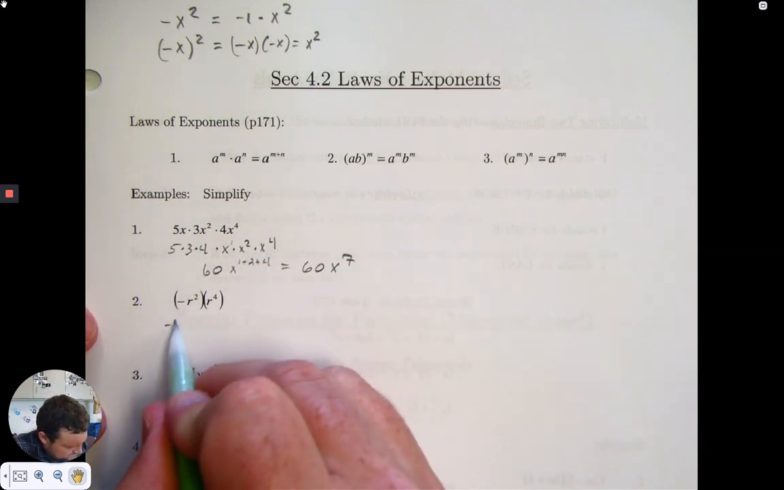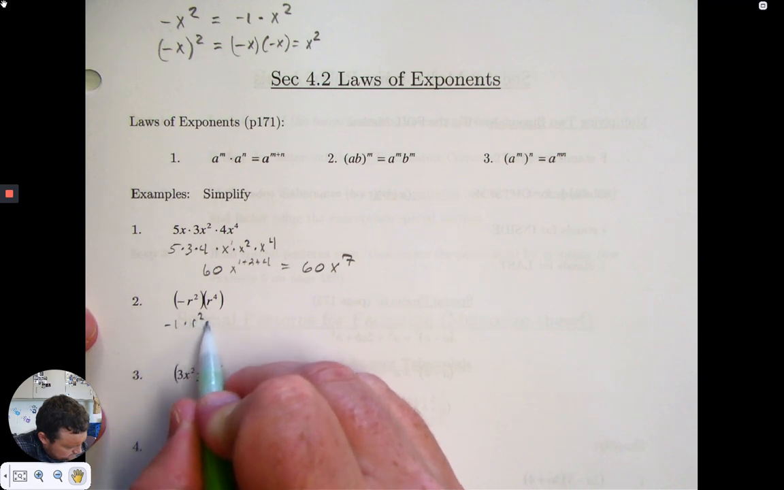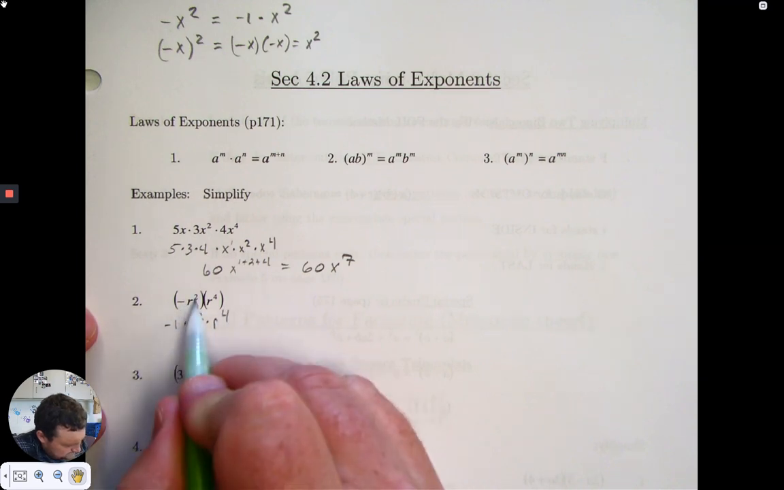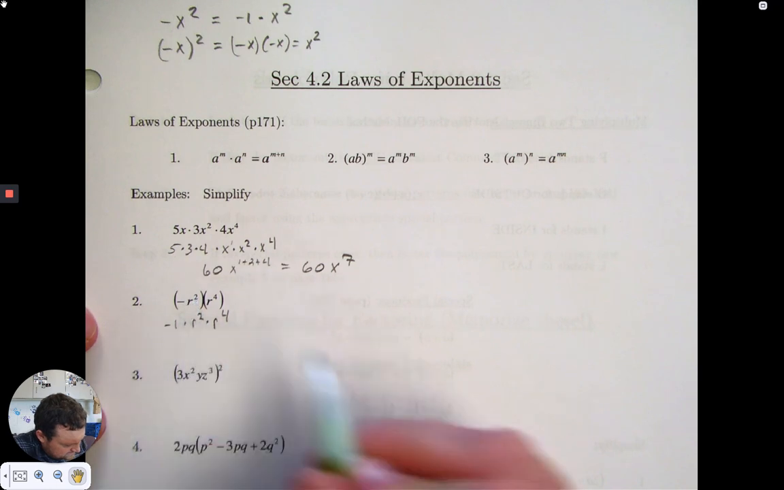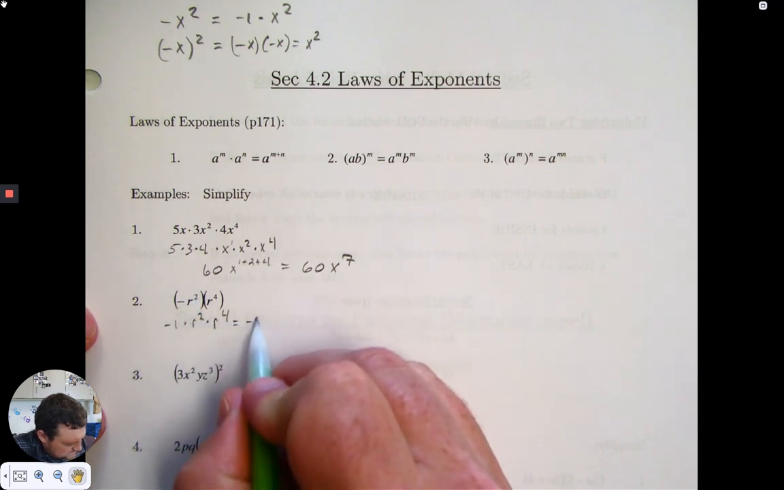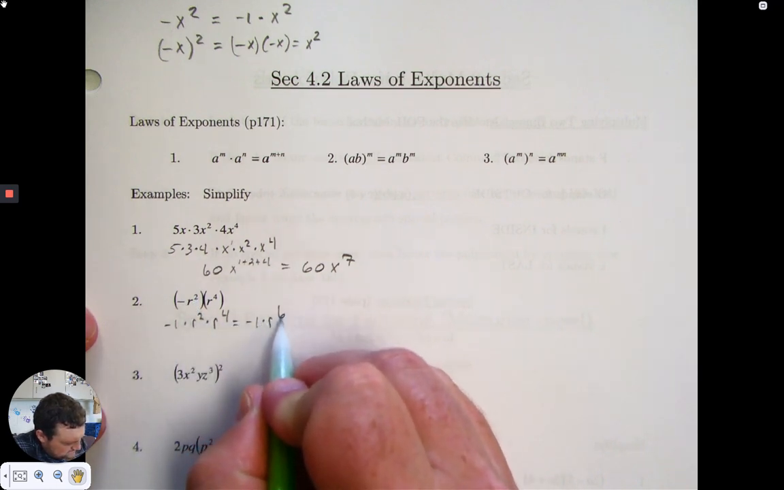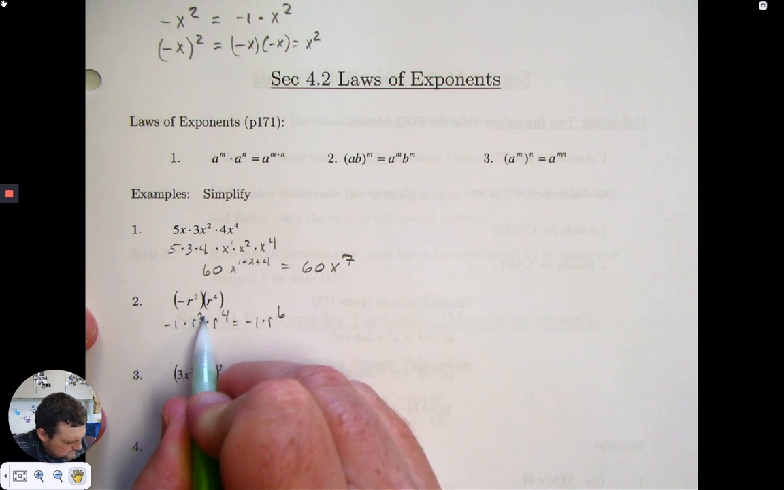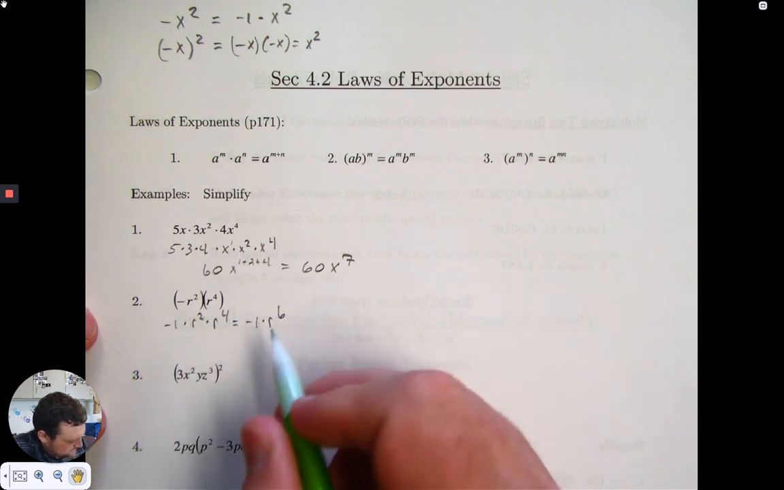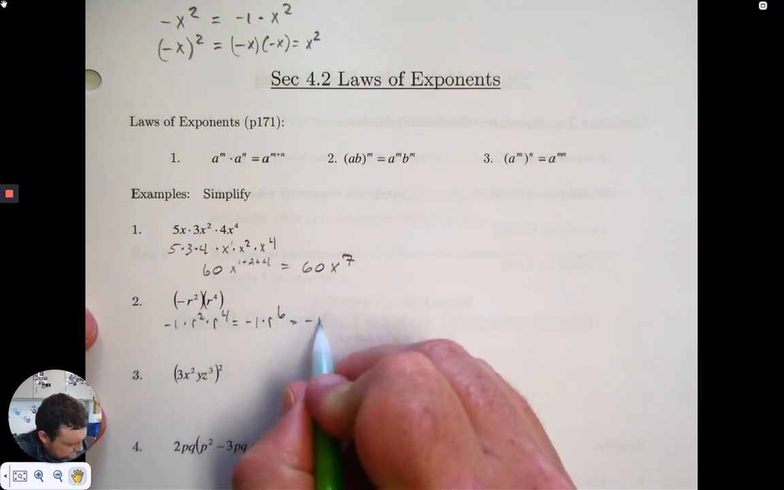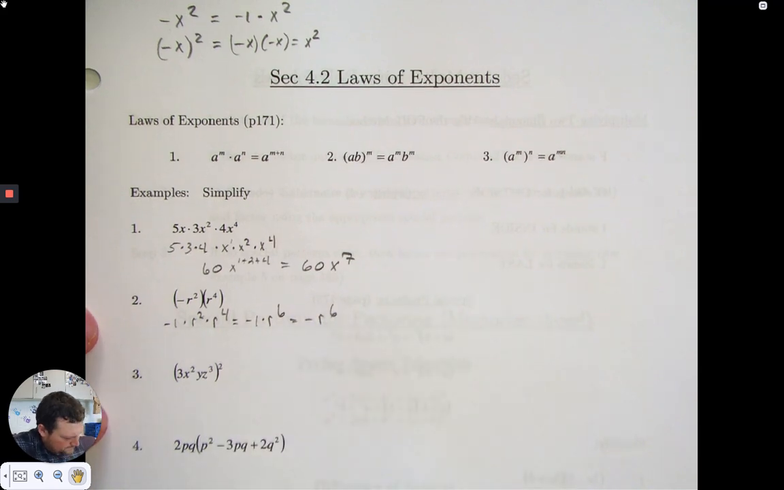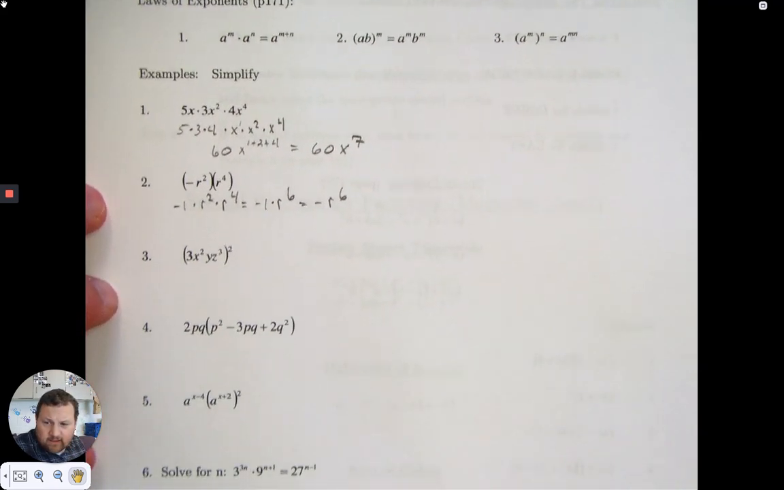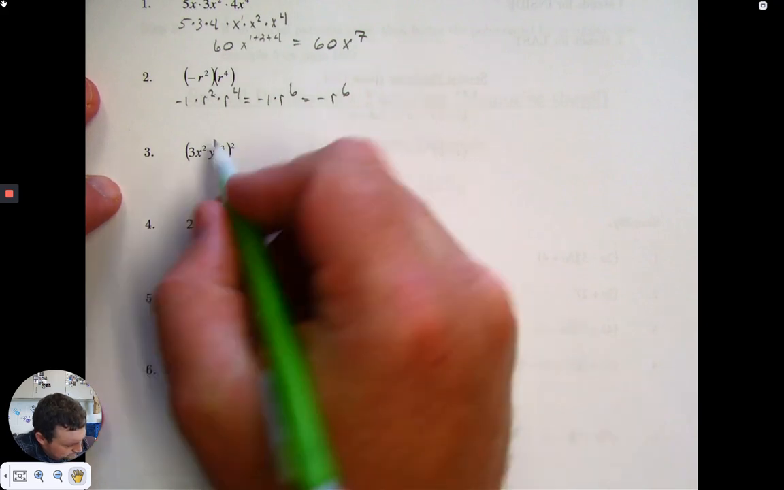This next one, remember, this is like negative 1 times r squared times r to the fourth, because that squared is not on the outside, it's on the inside. So this is really negative 1 times r to the sixth, because we add the exponents, 2 plus 4 is 6. So this is a negative r to the sixth.